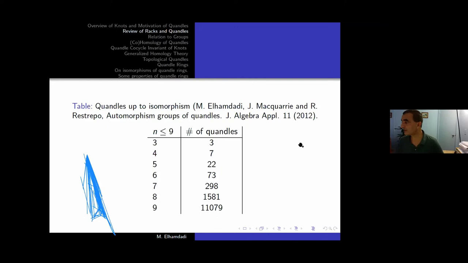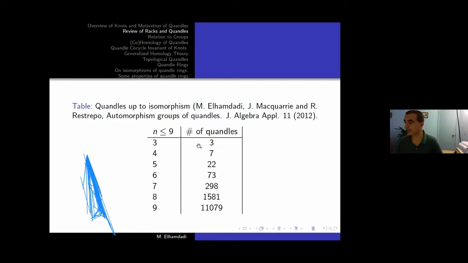I think some students of Dr. Saito also did some computer classification. But the point is just let me cite the number of isomorphism classes of quandles. Quandles of order one are boring, not much. Quandles of two elements are also boring, it's the trivial quandle. Things get interesting starting from three. For three elements, there are three different classes. For four, you have seven classes, 5, 22, etc.